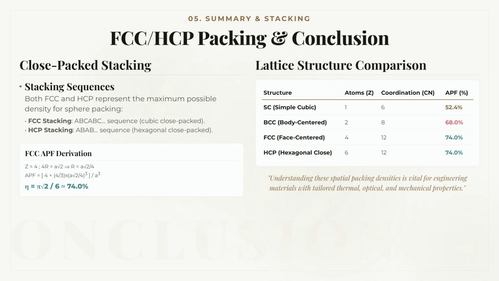To summarize, crystals are classified into 7 crystal systems and 14 Bravais lattices. Among cubic structures, simple cubic has the lowest packing efficiency, body-centered cubic has moderate packing efficiency, and face-centered cubic has the highest packing efficiency of 74%. Understanding these structures is essential because the mechanical, thermal, and electrical properties of materials depend strongly on how atoms are arranged inside the crystal.